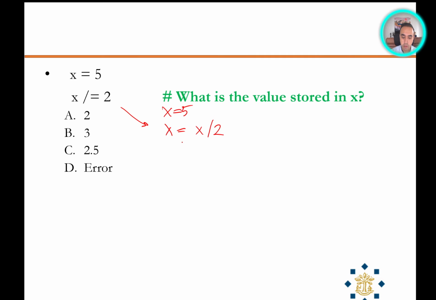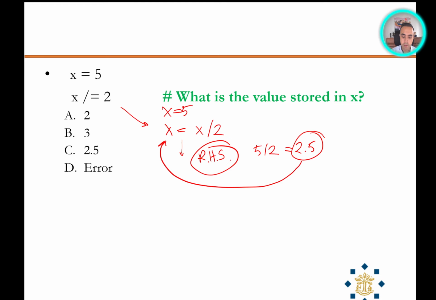So here, always, there is an equal sign, right? Right hand side first. So we have 5 divided by 2. That is 2.5. And then that becomes the left hand side. So the answer is C here.